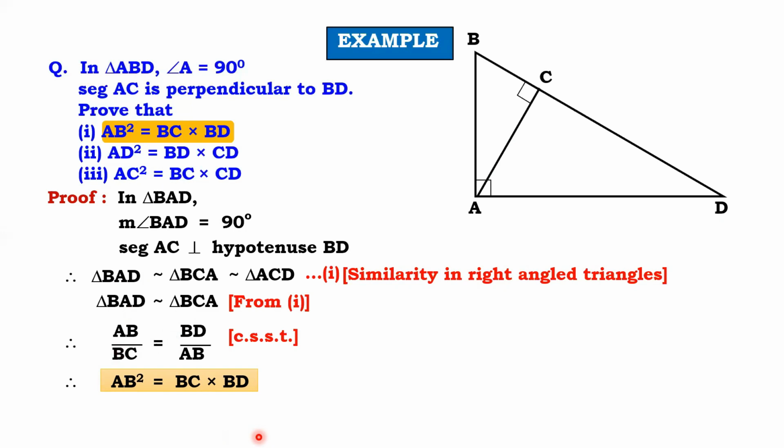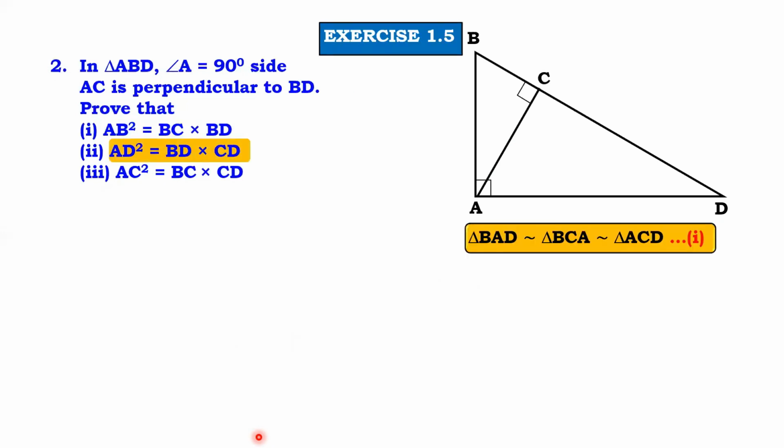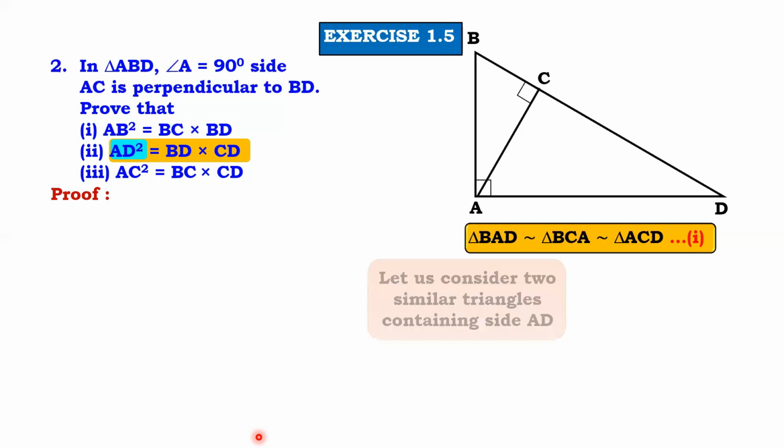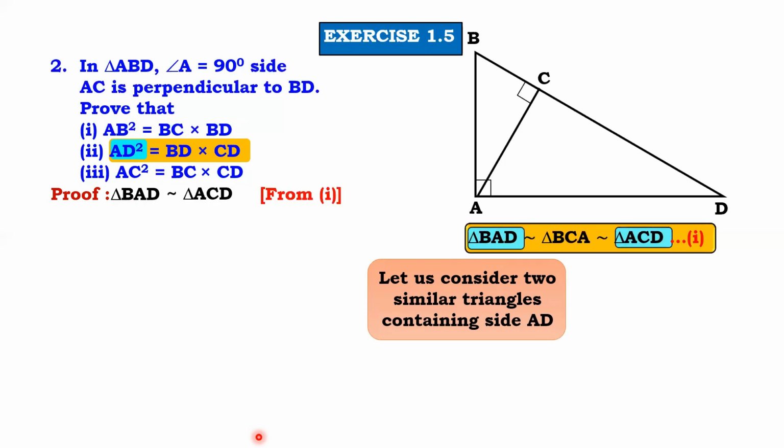Now we have to start with the second question. Now if you see the second question, AD square is equal to BD into CD. Now tell me students, we have to consider AD square, right? Now if we consider AD square, we have to select two triangles which contain side AD. So which are the two triangles containing side AD? This is the first triangle and the third triangle. So we can write down triangle BAD similar to triangle ACD from 1.